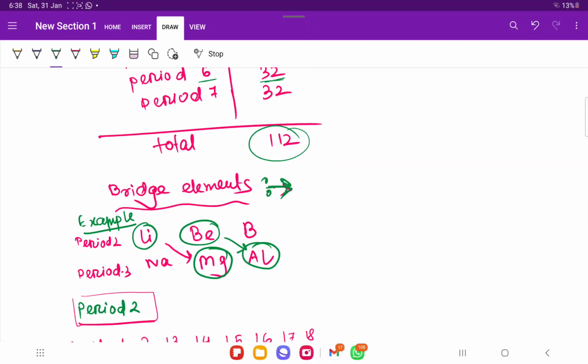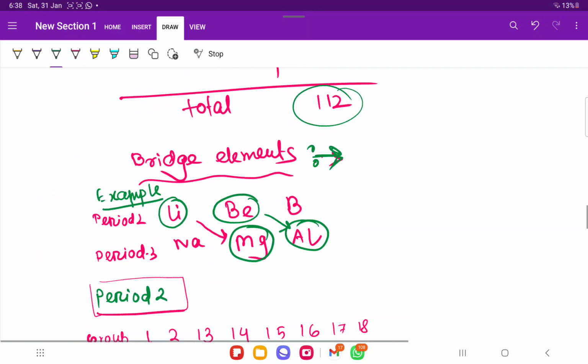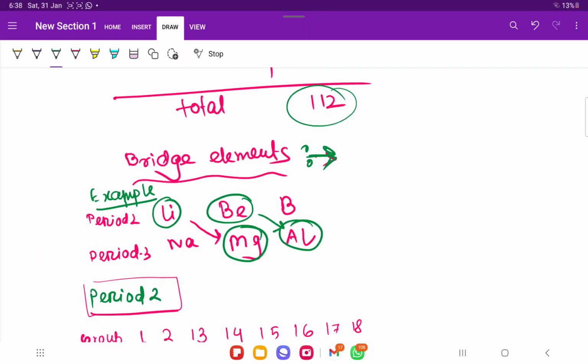In period 7, 32. So a total of 112 elements are present in the periodic table. Now we'll see what is called a bridge element. Bridge elements basically show similarity in property diagonally with the elements in the next group of the following period.